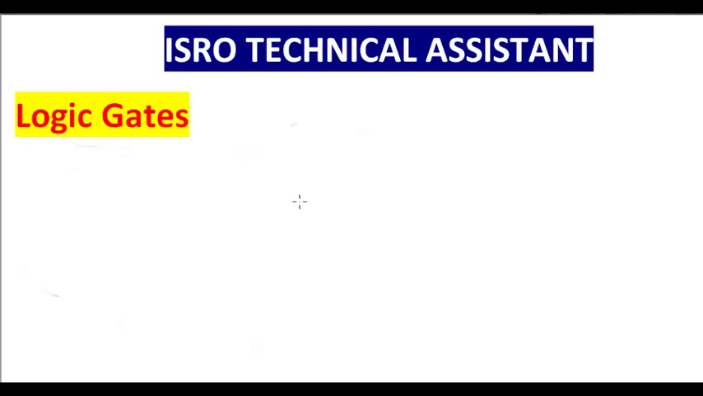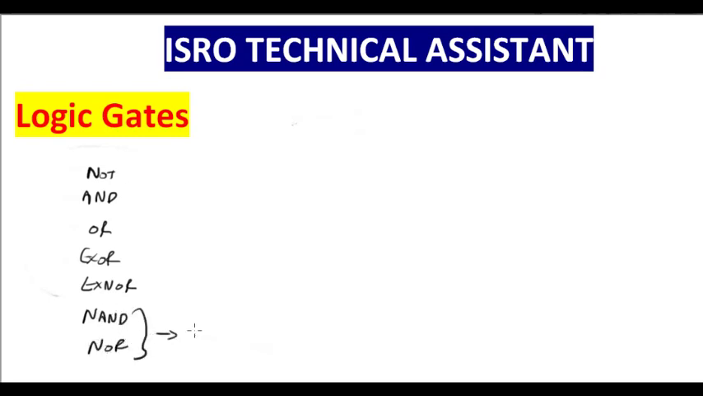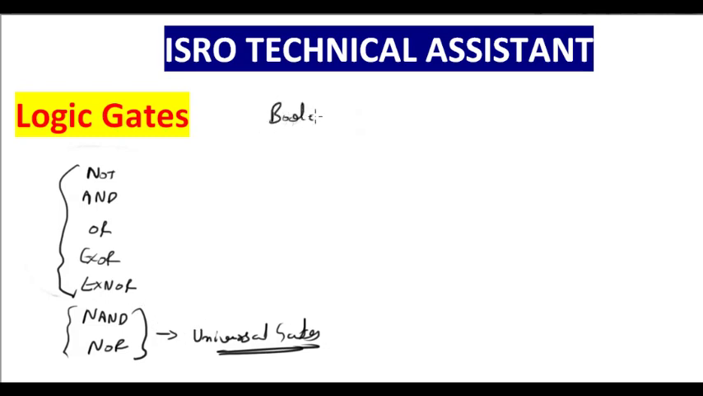Now, first of all, we will start with logic gates. There are many types of logic gates like NOT, AND, OR, XOR, XNOR, NAND, and NOR. Here NAND and NOR are the universal gates. What do you mean by a universal gate? Universal gate means that from these two gates, we can implement any gate like NOT, AND, OR, XOR, XNOR, and also any Boolean function.